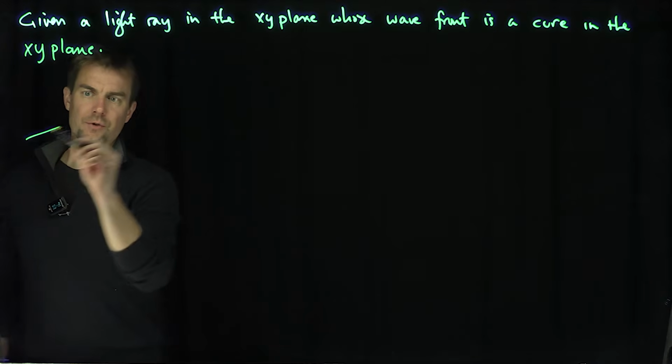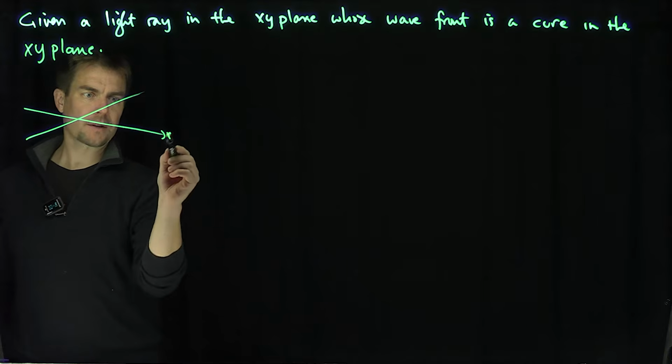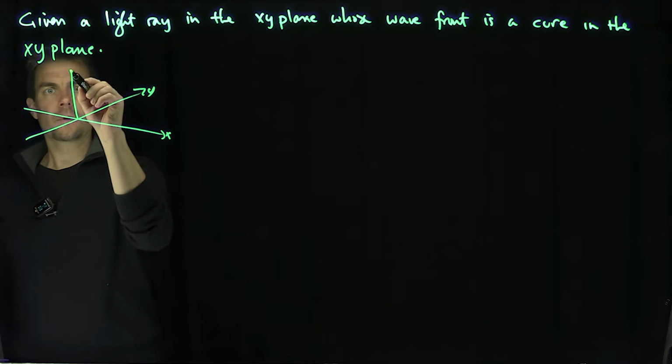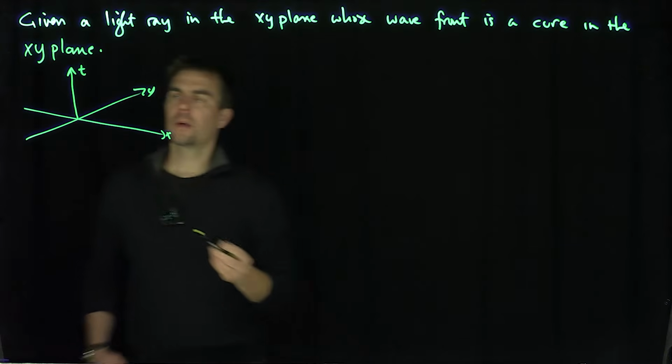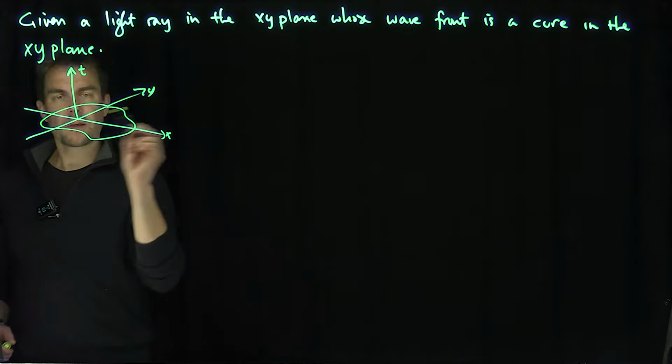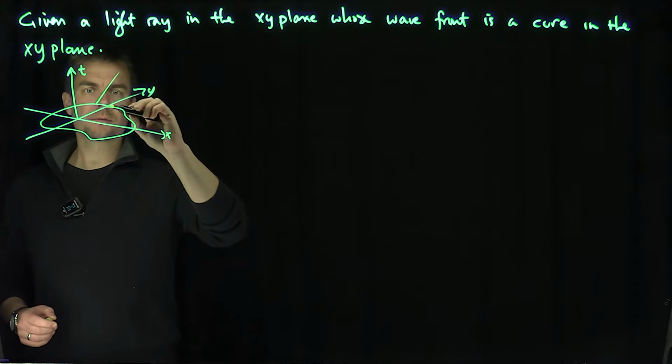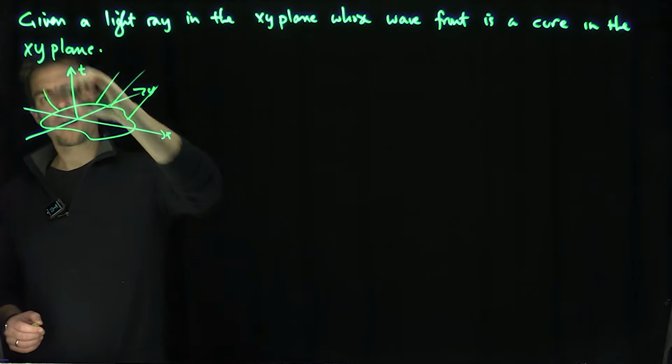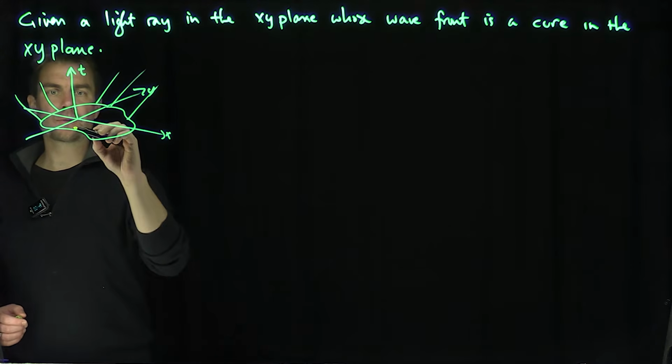Okay, so here's our situation. Here's the xy plane. Here's x and here's y. And here's the t-axis. And what's happening over here is I give you some initial profile of this light front, right? And I want to figure out how this light front moves over time, right? And so to do this, what we're going to do is the following.